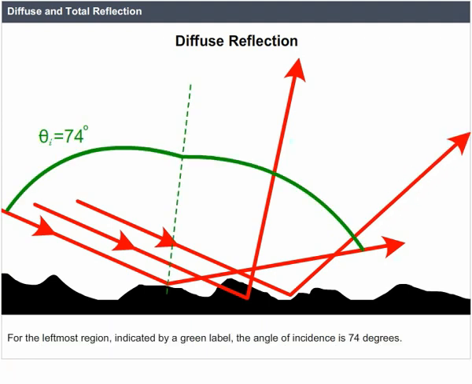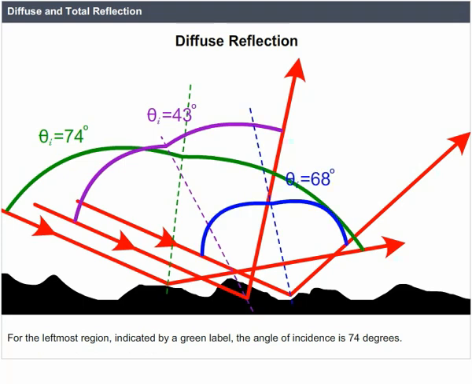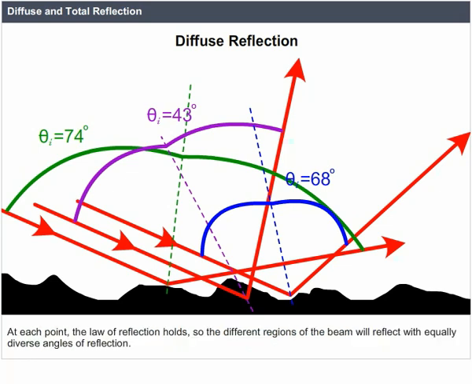For the leftmost region, indicated by a green label, the angle of incidence is 74 degrees. But the central purple labeled beam produces an angle of incidence of only 43 degrees. At each point, the law of reflection holds, so the different regions of the beam will reflect with equally diverse angles of reflection. Thus, the reflected light will scatter in all directions. This scattering of light upon reflection is called diffuse reflection.